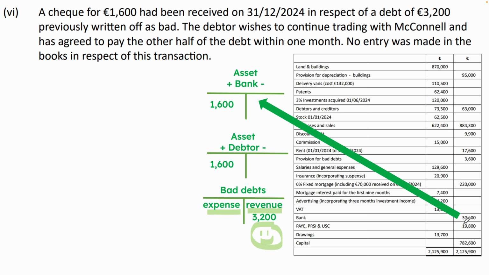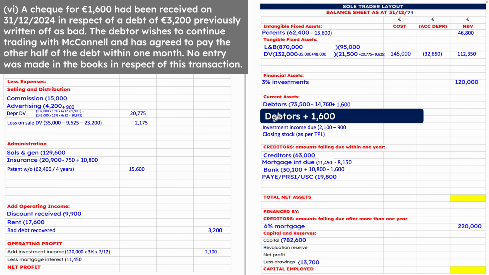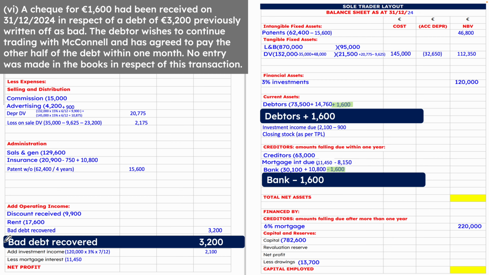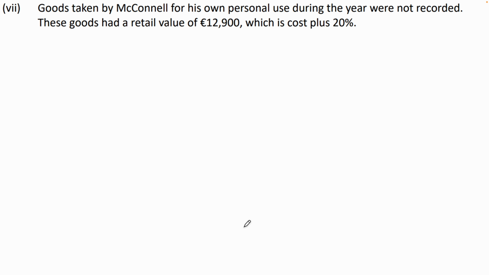Now you can see here that the bank is an overdraft, so it's a liability on the credit side. So money coming in to our overdraft is going to reduce the overdraft. So you will see here then we're adding the 1600 to the debtor. Because the bank was an overdraft, we're minusing the 1600, and then we've got bad debts recovered 3200 in our operating income. Okay, note 7.